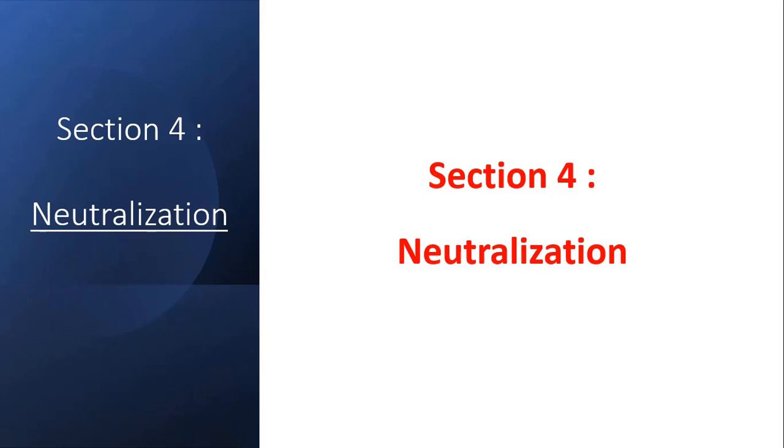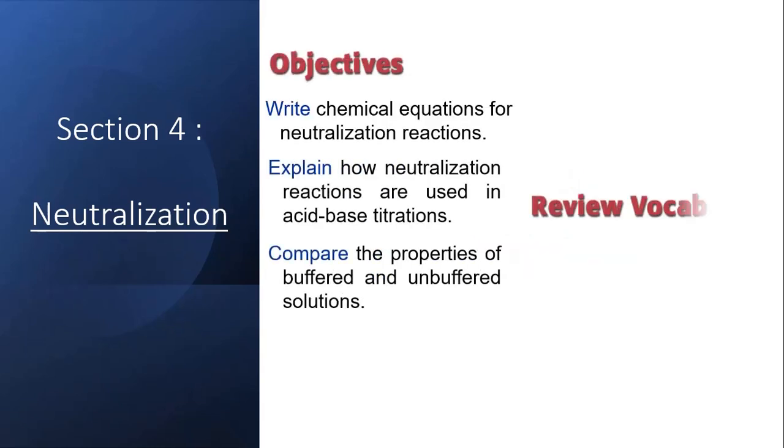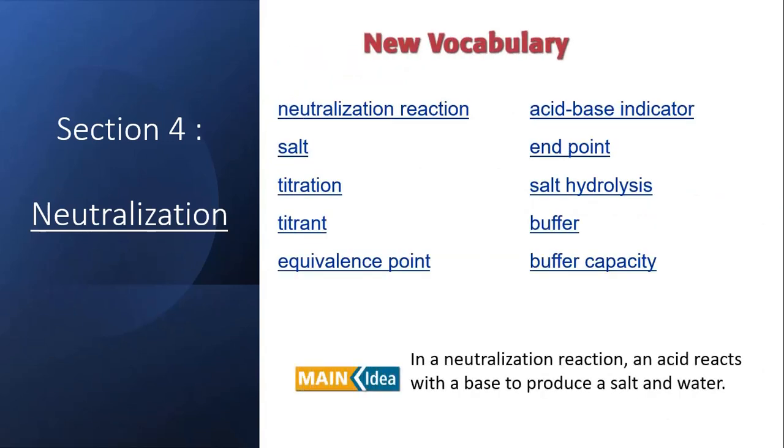Section 4 talks about neutralization. Neutralization is using stoichiometry, using some calculations, the quantitative relationship between the amounts of reactants used and the product formed by a chemical reaction. So we are going to use the law of conservation of mass here. We will use some concepts of calculating how much acid is going to be added to, let's say, X value of base.